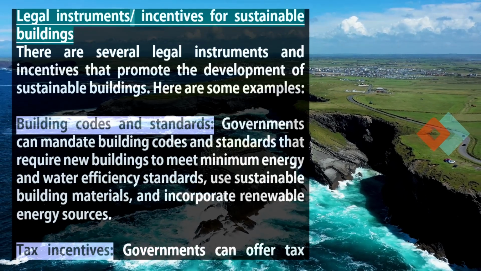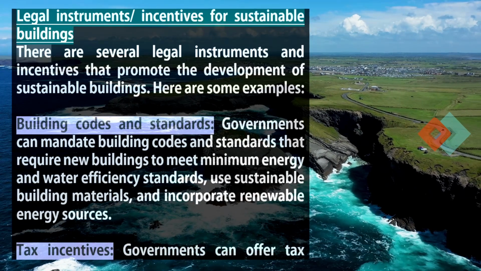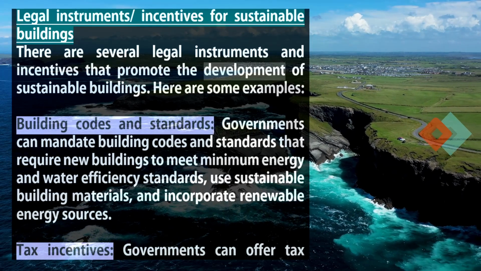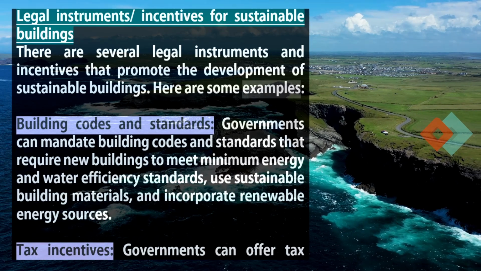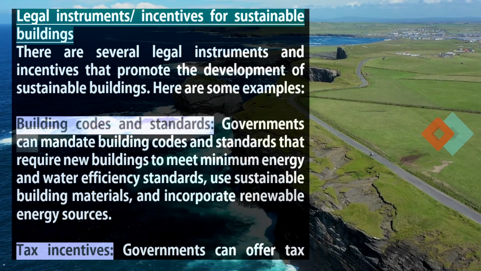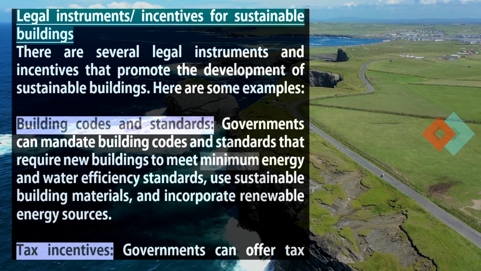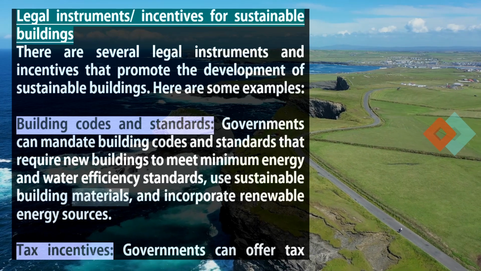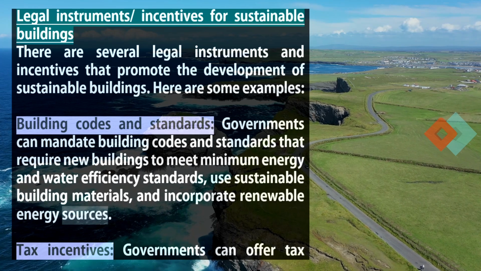Legal instruments and incentives for sustainable buildings. There are several legal instruments and incentives that promote the development of sustainable buildings. Here are some examples. Building codes and standards. Governments can mandate building codes and standards that require new buildings to meet minimum energy and water efficiency standards, use sustainable building materials, and incorporate renewable energy sources.